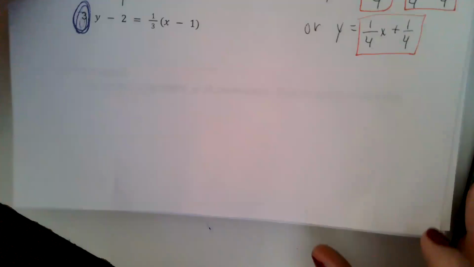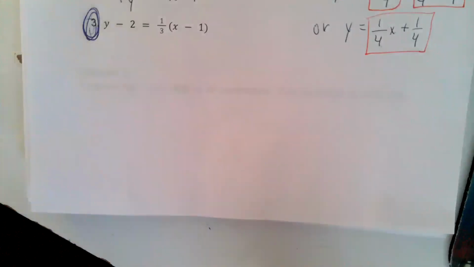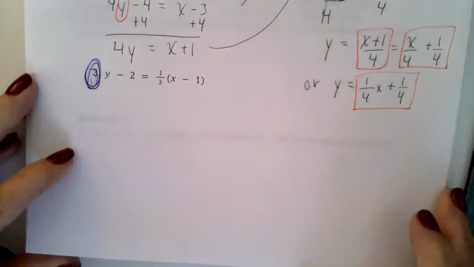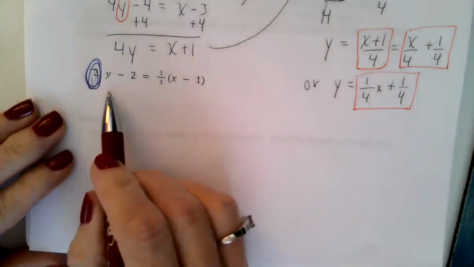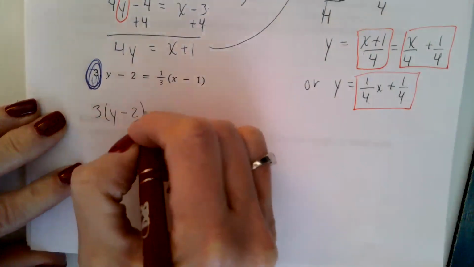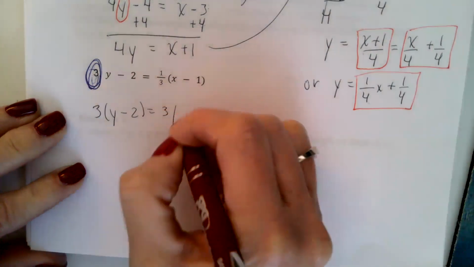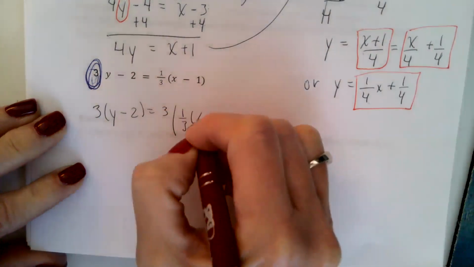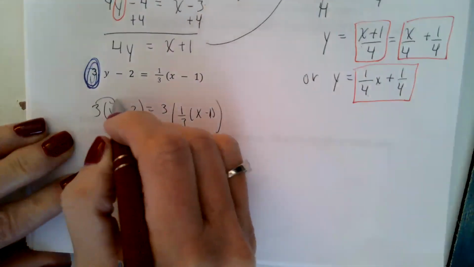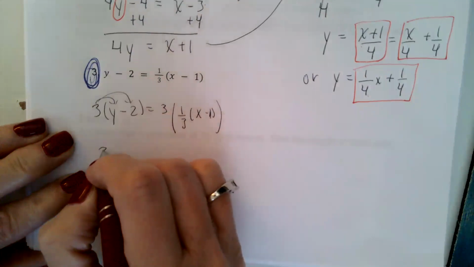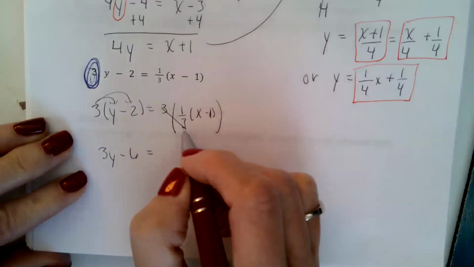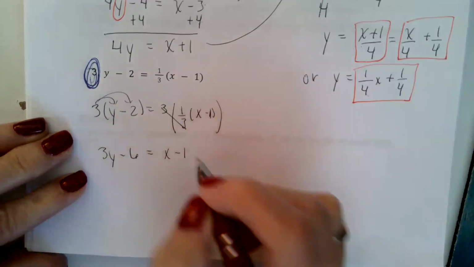So the last problem that I want to do in this extra video is on the last page of notes, number 3, just getting practice multiplying through by this 3 in the denominator. So I'm going to multiply all of this by 3. And so we're going to have to distribute here. So we'll have 3y minus 6 equals, and then these cancel, and we have x minus 1.